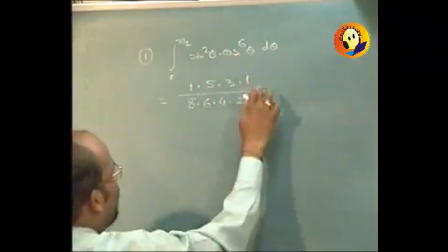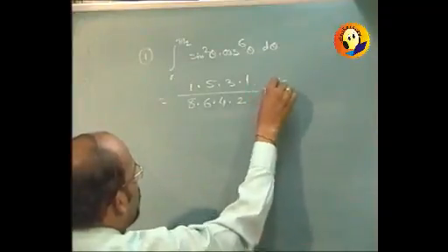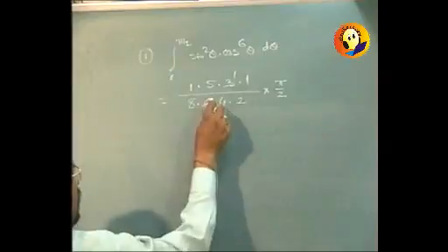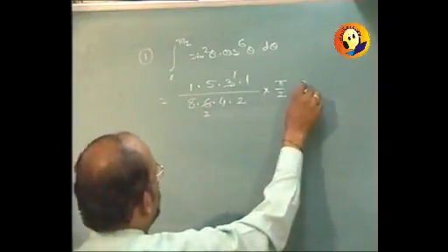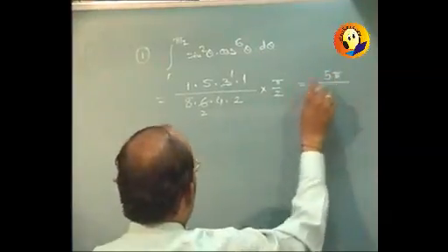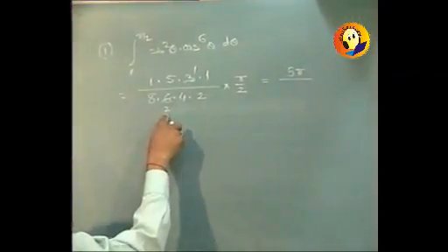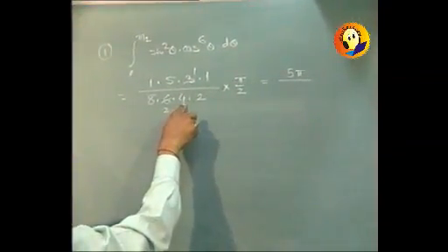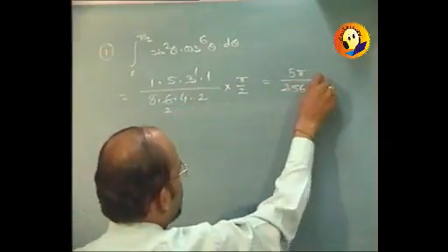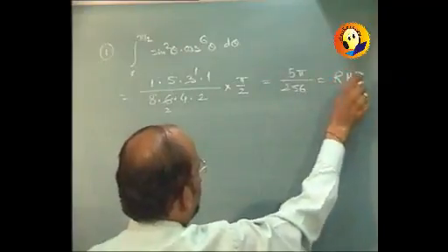As both are even, multiply by pi by 2 and then simplify. So the answer will be, numerator is 5 pi, this is 8 into 2 16, 16 into 4 is 64, 64 into 4 is 256, which is nothing but the RHS.